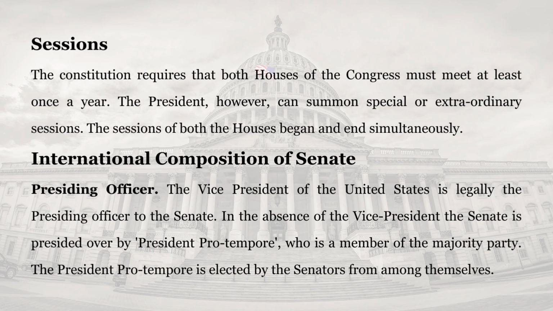Sessions. The Constitution requires that both houses of the Congress must meet at least once a year. The President, however, can summon special or extraordinary sessions. The sessions of both the houses begin and end simultaneously. Presiding officer of the Senate. The Vice President of the United States is legally the presiding officer of the Senate. In the absence of the Vice President, the Senate is presided over by the President pro tempore, who is a member of the majority party. The President pro tempore is elected by the senators from among themselves.